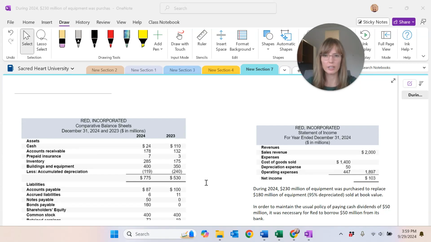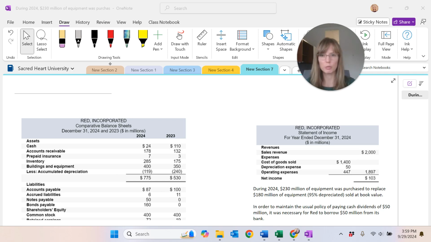Let's take a look at an example. Let's create a statement of cash flows for Red Corporation. We see here the balance sheet, the income statement, and then just two pieces of additional information. And we can use this information together to prepare the statement of cash flows.